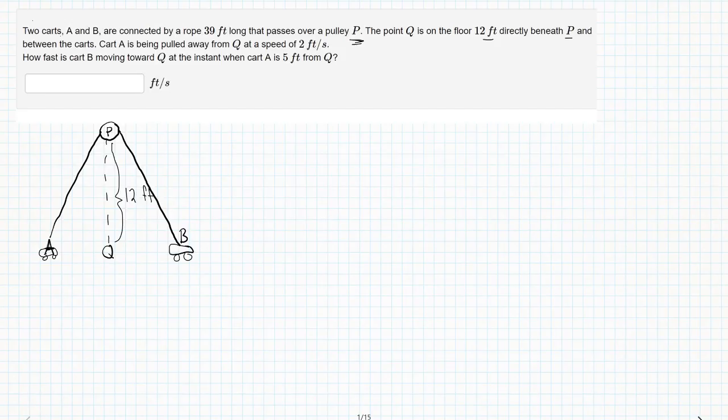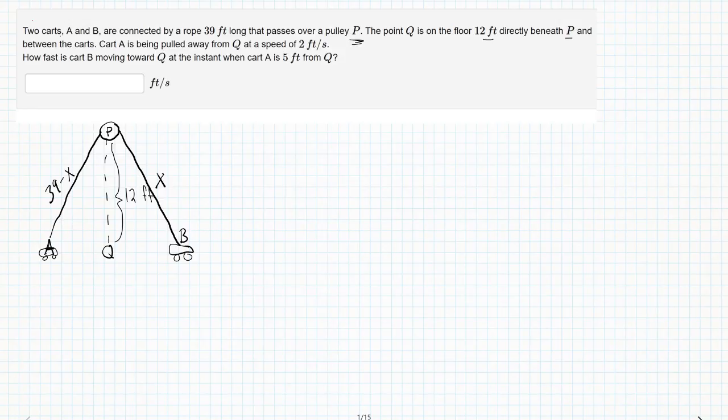Now, with this in mind, if we label one side, let's say that we have X over on this side, just for kicks. I'm not saying you had to put it there. Because this is going to be different distances from A to the pulley and B to the pulley, that means this would be 39 minus X. And why is that? Well, we know the rope is 39 feet long. So if you use X units on the one side, that means there's 39 minus X on the other.